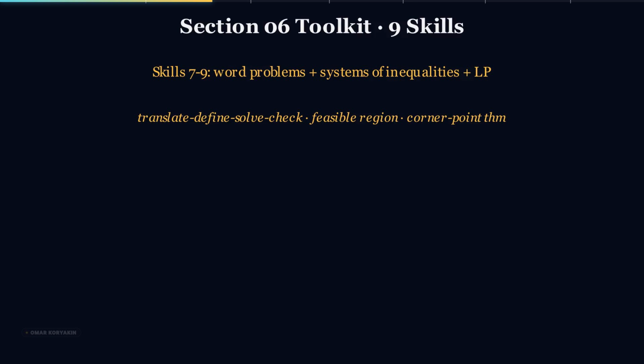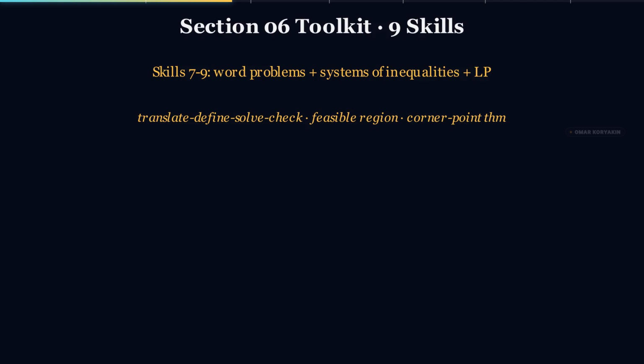Skills 7 through 9 are the application and optimization layer. Word problems with the translate, define, solve, check workflow. Define decision variables, translate every English sentence into one equation, solve the resulting algebraic system, check the answers in the original problem statement. Systems of inequalities with the half-plane intersection technique: graph each inequality as a half-plane bounded by a line, intersect all the half-planes to find the feasible region, identify the corner points where boundary lines meet.